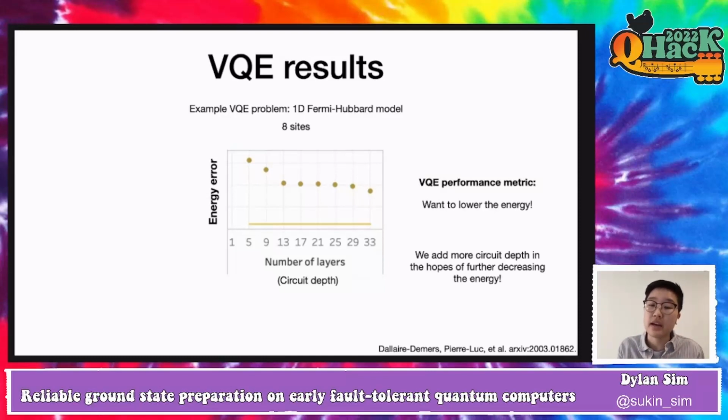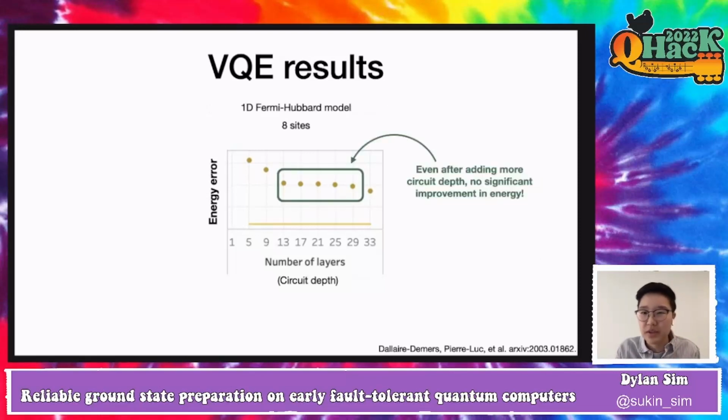And so in this particular plot, the performance metric that they're tracking is the energy error, and the objective is to lower the energy as much as possible up to some threshold, which is shown by the yellow solid line. And in this experiment, as well as what we often do as VQE practitioners, we add more circuit depth in the hopes of further decreasing the energy. However, in calculations like this specifically, you do see some sort of a troubling region between layers 13 through 25 or 29, where you see that even after you add more circuit depth, there's no significant improvement in the energy. It's almost kind of plateauing.